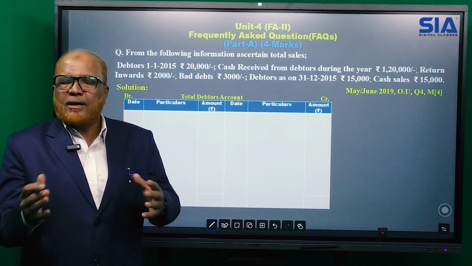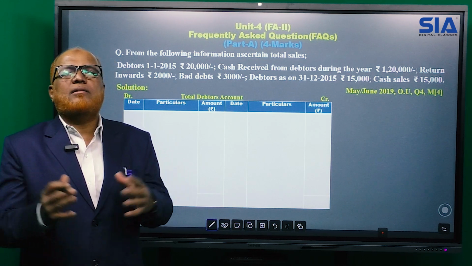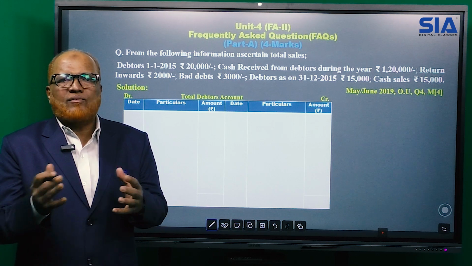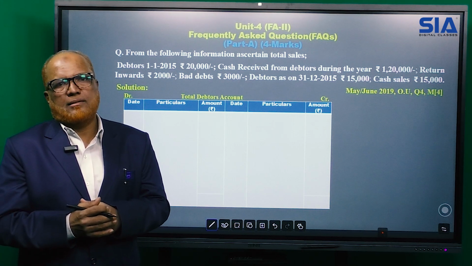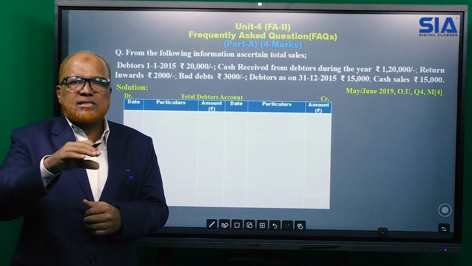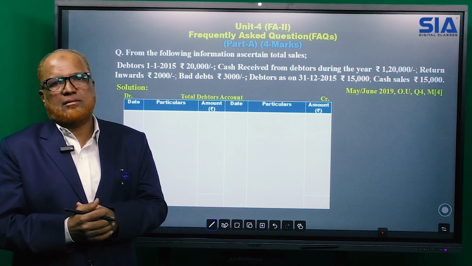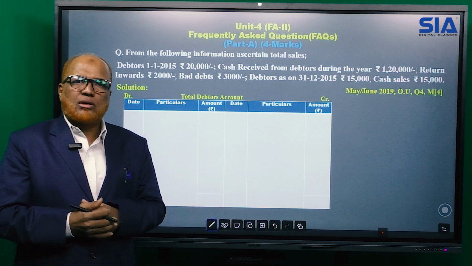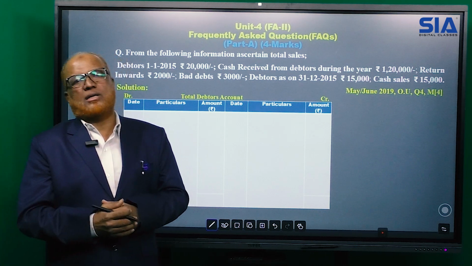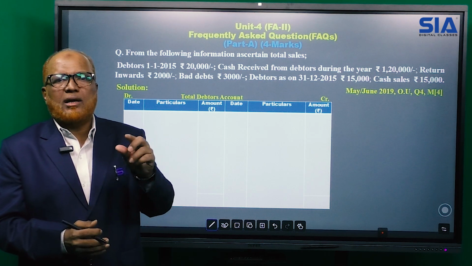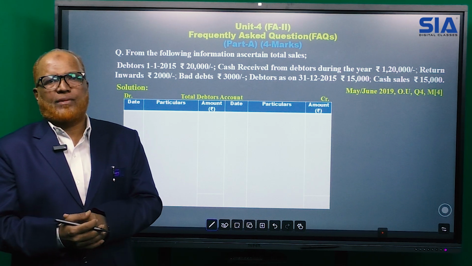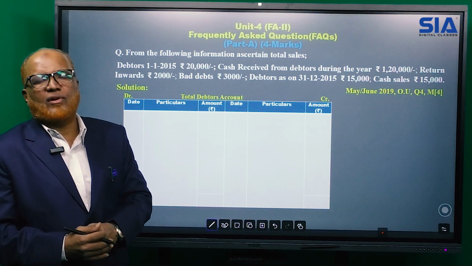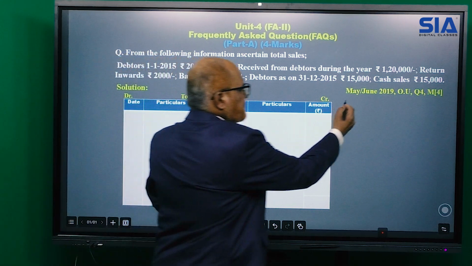sales. See, single entry system is an incomplete record, so we have to find the missing figures. The missing figure may be the sales. Sales consist of cash sales and credit sales. The cash sales will be known from the cash book, cash account, whereas credit sales we can get by preparing the total debtors account. So this question was asked in May-June 2019 for 4 marks in the Osmania University exam.